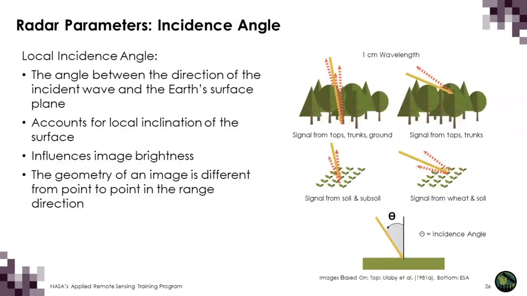And the final parameter to account for is incidence angle. That is the angle between the direction of the incident wave and the Earth's surface plane. And in radar, the incidence angle increases across the swath from the near to the far range. Large angles will be more sensitive to surface roughness and will penetrate less into the medium as opposed to small angles. So low incidence angles will result in higher backscatter and greater penetration. So lower incidence angles are better at detecting, say, inundated vegetation.